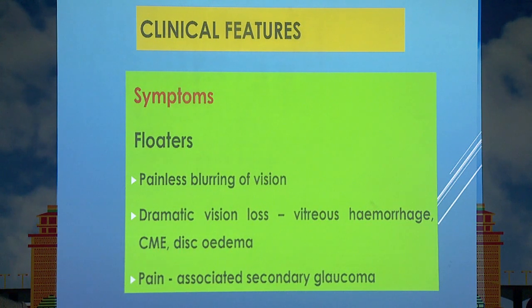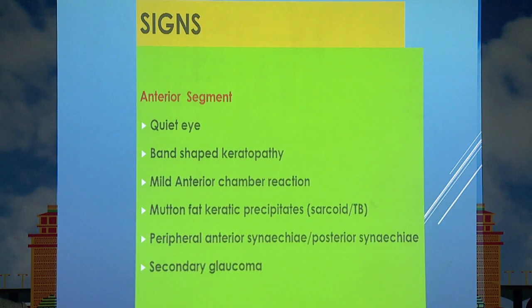What are the symptoms the patient presents with? Usually the patient presents with floaters and painless blurring of vision. Occasionally there is a dramatic visual loss when there is a vitreous hemorrhage, CME, or disc edema. If there is pain, it is usually associated with secondary glaucoma. What are the signs we look for?